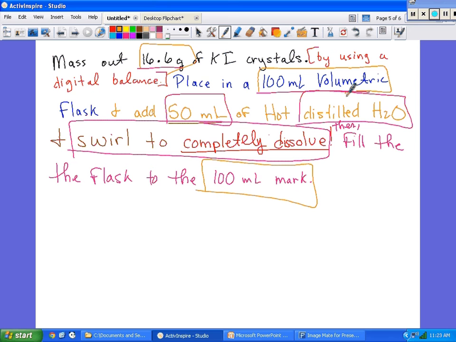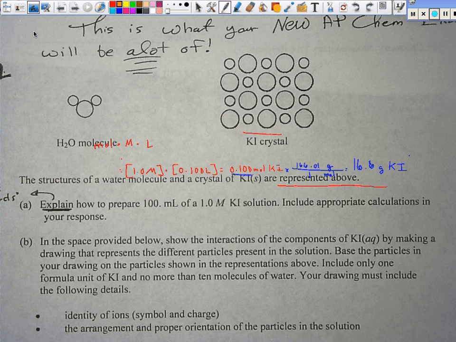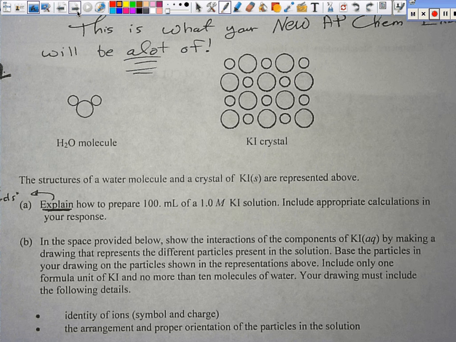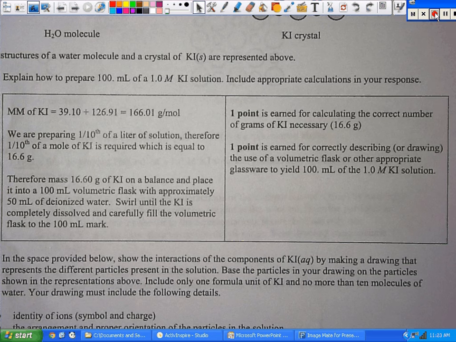Now, let me show you what the key said and how you would have earned points here. Okay, here's what the key says. I need to pause the video so I can get the live feed in. Okay, so this time we have, let's see, this is where it is.